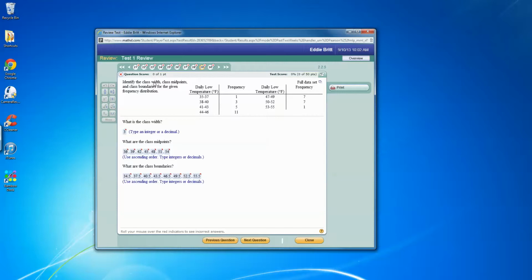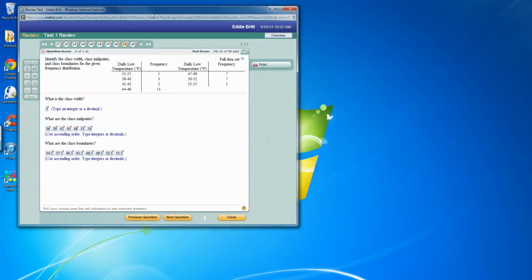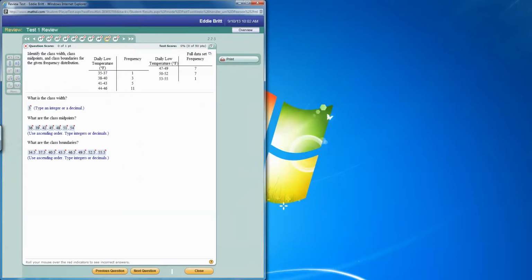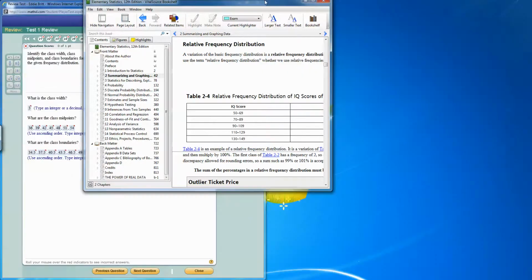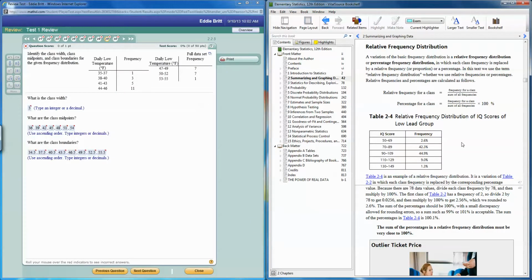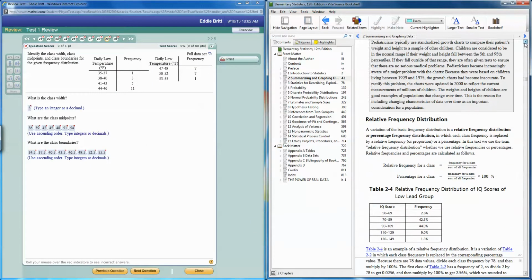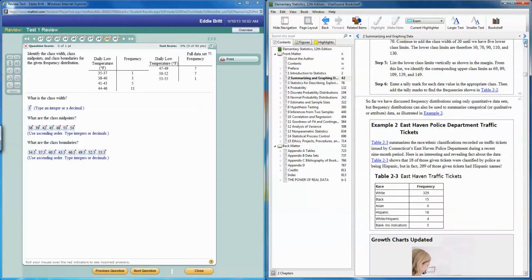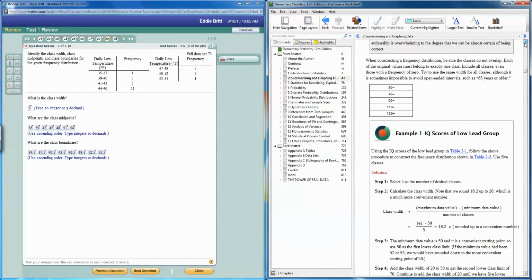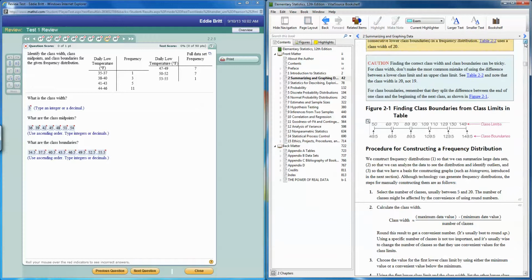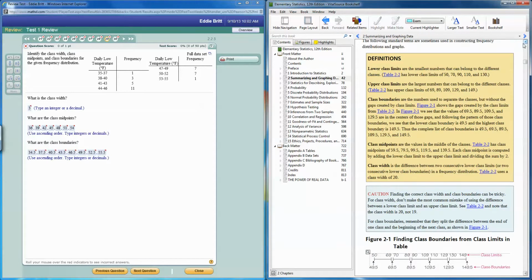Alright, identify the class width, the class midpoints, and class boundaries for the given frequency distribution. Okay, so let's look real quick at what those actually are. Alright, so we want to find class width. The class width is the difference between two consecutive lower class limits.